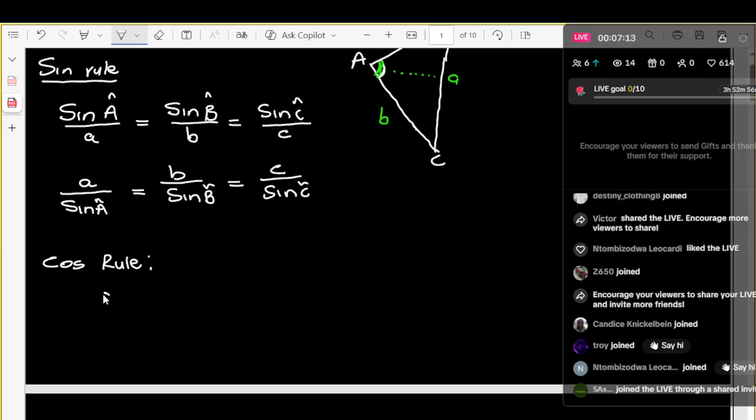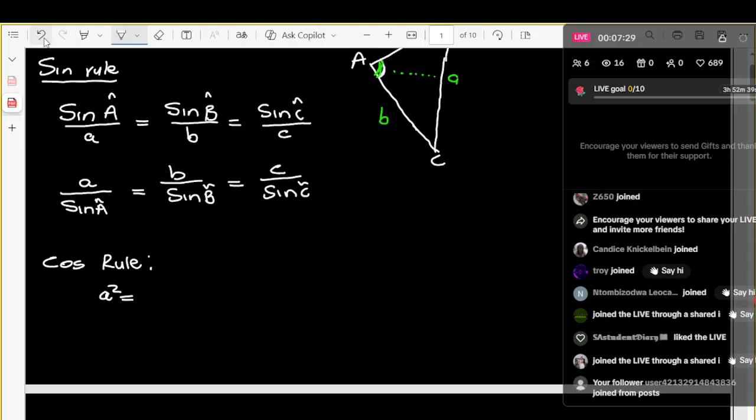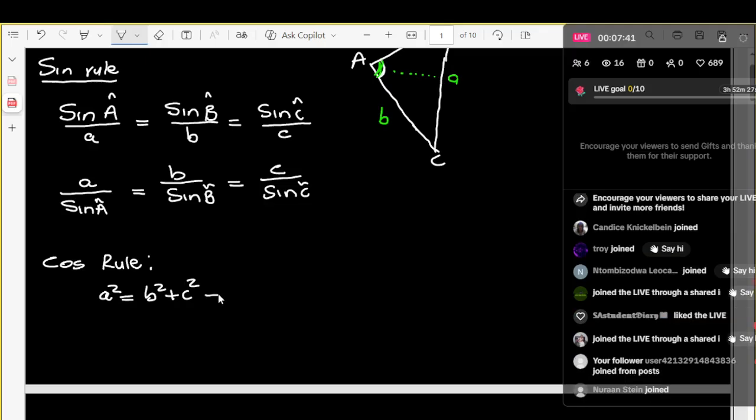Let's say we are looking for a. This will be a squared. It will be equal to b squared plus c squared, then we're going to subtract 2bc cos of angle A.